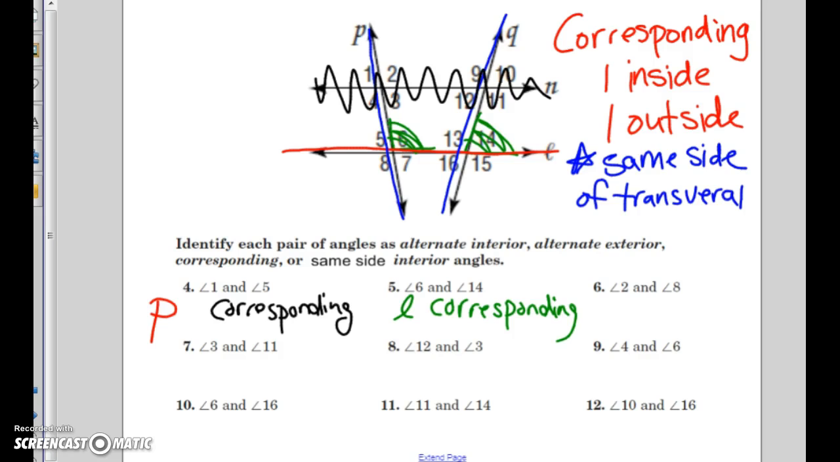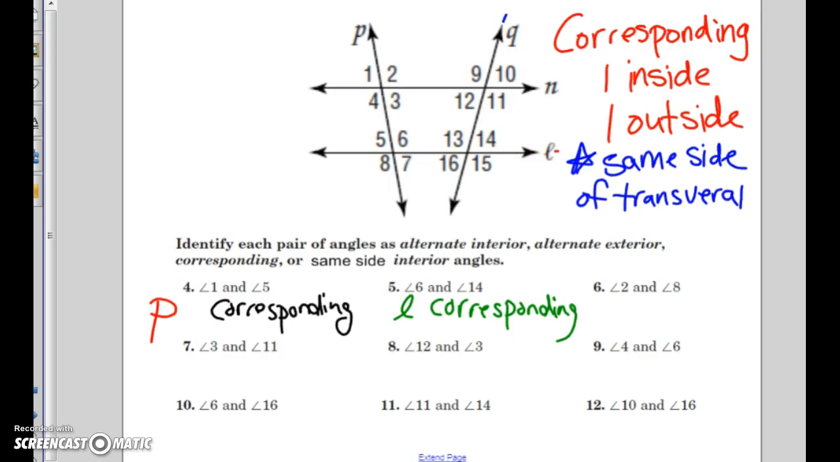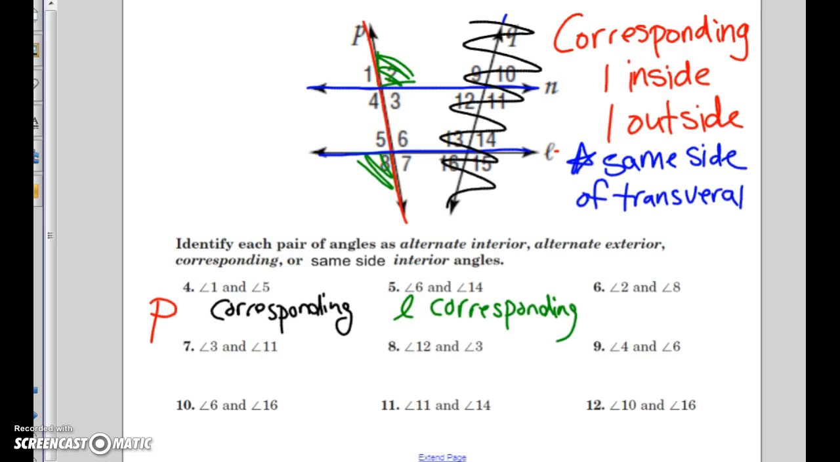Okay? Try number 6. 2 and 8. Angle 2 and angle 8. What one line touches both 2 and 8? P. Right? Where would my blue lines go? N and L. That means I can get rid of all this stuff over here.